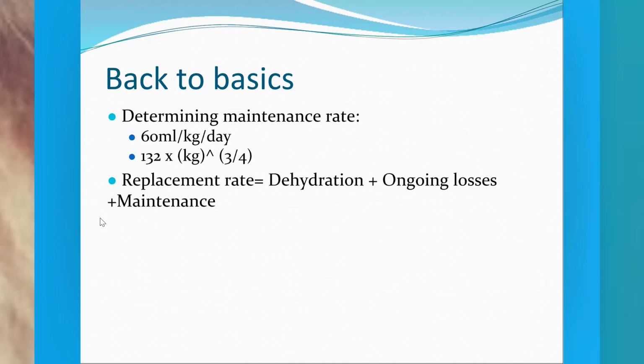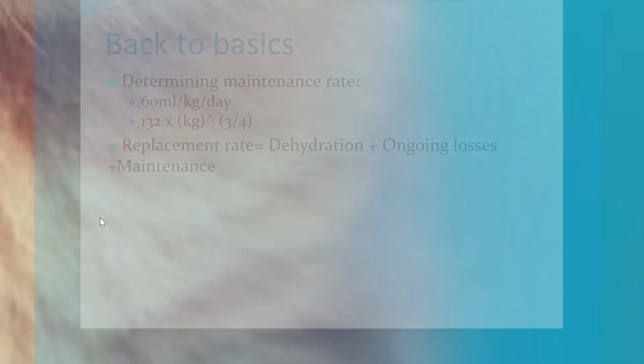So when we talk about replacement rate, say you have a really sick patient. When we talk about replacement rate, we're taking our dehydration rate, our ongoing losses rate, and then our maintenance rate. And you add them all together, and then that's how you figure out how many fluids you're going to need for that time period that you're giving, okay? So we'll do a bunch of those calculations, which you'll probably get really frustrated with me, but we'll do them and you'll get them eventually, don't worry, but they'll be great.